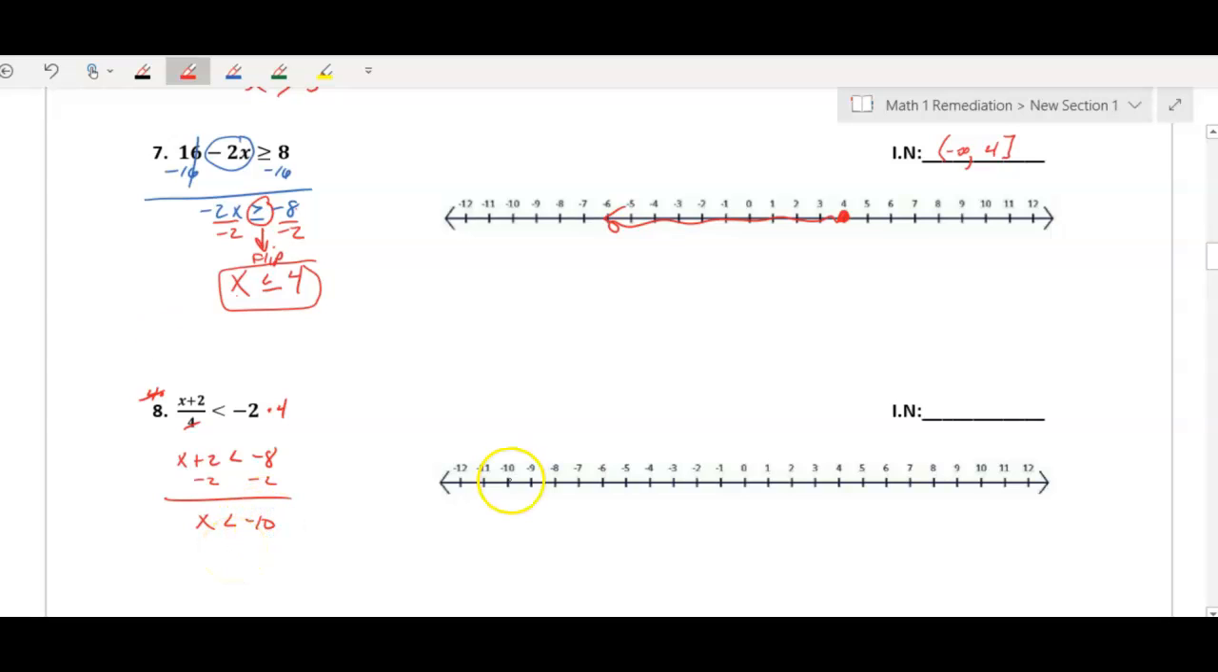I'm going to go to negative 10 on the number line. I'm going to put an open circle. I'm going to shade left. Interval notation, my lower bound is negative infinity. My upper bound is negative 10. Since I'm not equal to, round bracket.